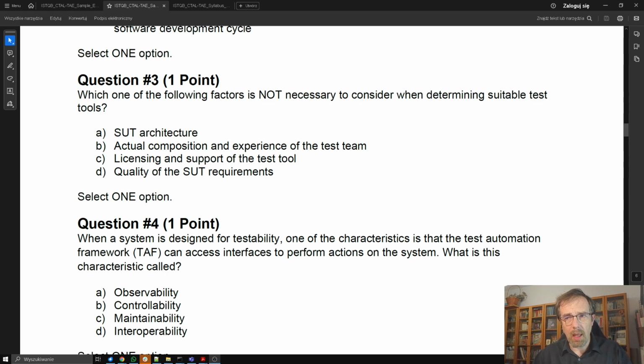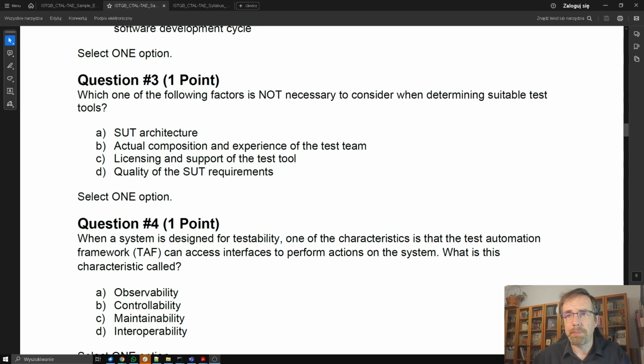C. Licensing and support of a test tool. You have to consider it because, for example, different licensing may mean different costs for your project, and support or lack of support may mean that if you have troubles with the tool, you are left alone, or you have people you can ask questions about the tool. So C is also wrong answer because you have to consider licensing and support.